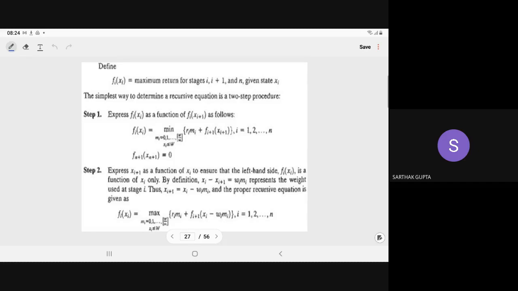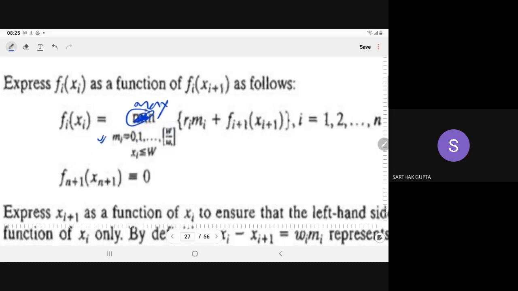Right, so here fi of xi is equal to the maximum of ri mi plus fi plus 1 of xi plus 1, for i equal to 1 to n, where mi is what? Mi is the alternatives. It is equal to 0, 1, up to the greatest integer of w upon wi. All the xi are always less than w, because xi represents the remaining weight for stage i plus 1 to stage n.